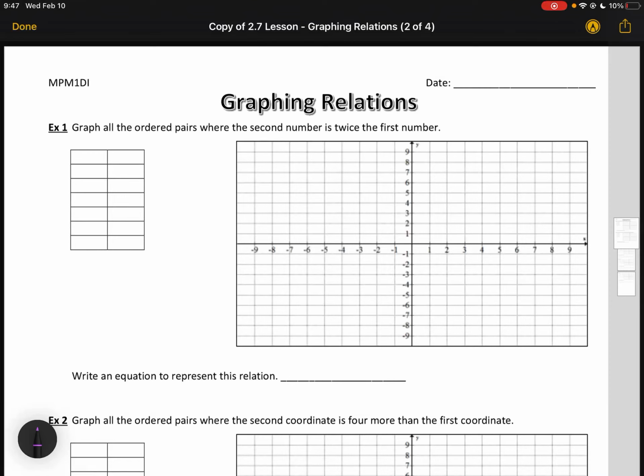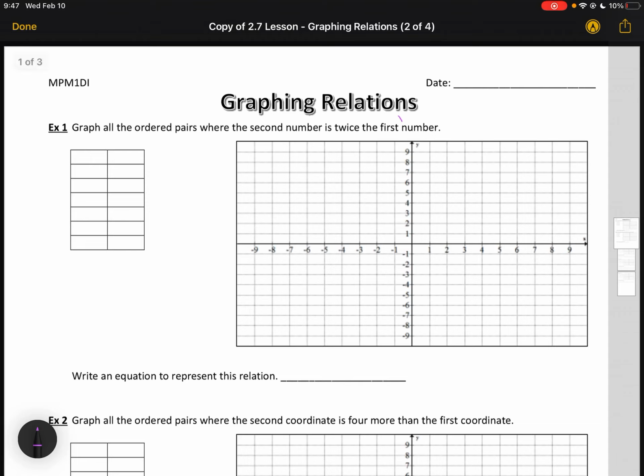This video is going to demonstrate some more examples of graphing lines. Here you're not given the equation. We're going to work on connecting algebraic expressions to words. So the first one says to graph all the ordered pairs where the second number is twice the first number.